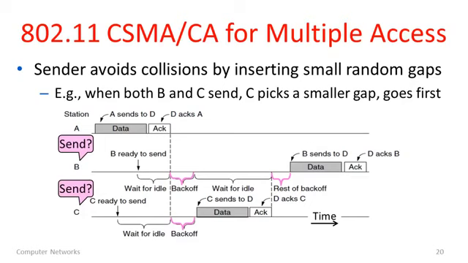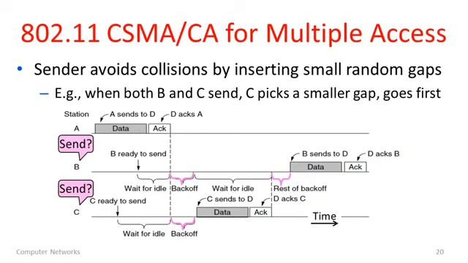Instead of using RTS-CTS most of the time, you can optionally do that as well. What 802.11 does is it avoids collisions by inserting small random gaps instead of an RTS-CTS. If we have these small random gaps, that's why you don't need RTS-CTS always.